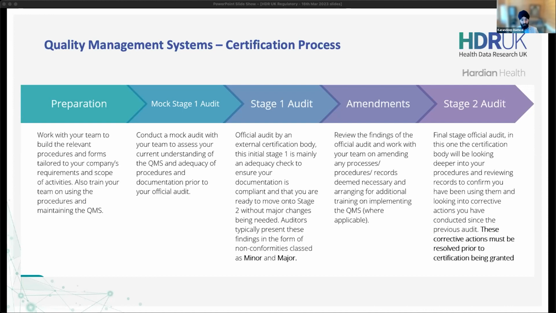Now your stage 2 audit is your final official audit. At this point, they're going to be looking more at your records. So if your procedure says we're going to be doing X, Y, Z, they're going to be looking at your records to make sure that you're actually doing those things. So that's the difference between a stage 1 and a stage 2. And in a stage 2, again, you're going to have minor nonconformities and major nonconformities. A minor nonconformity is exactly that. It's minor, and it means you're going to pass.